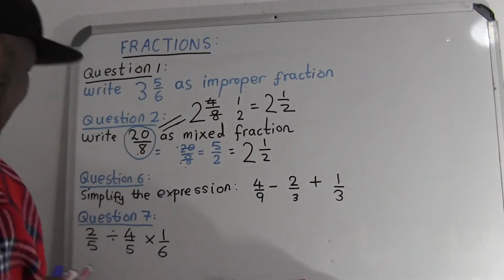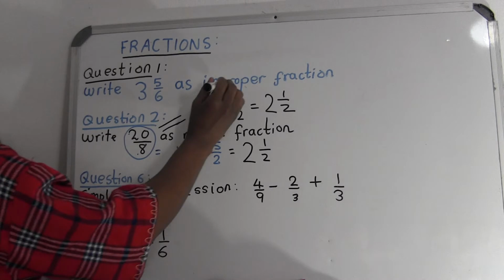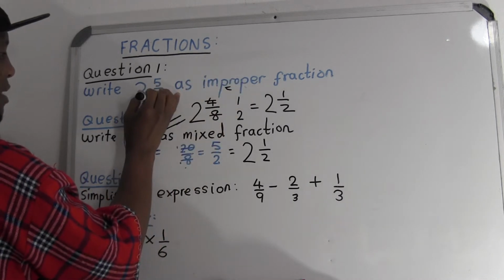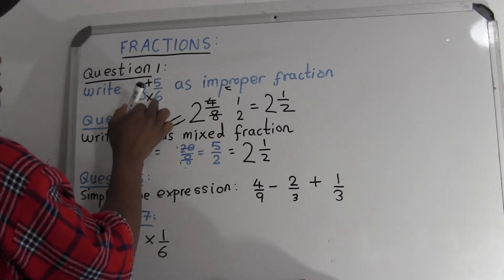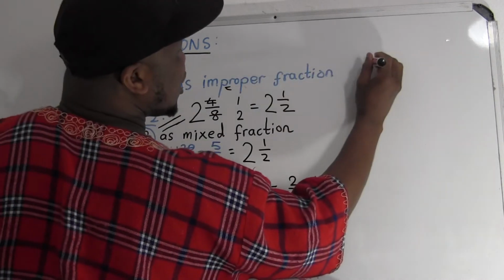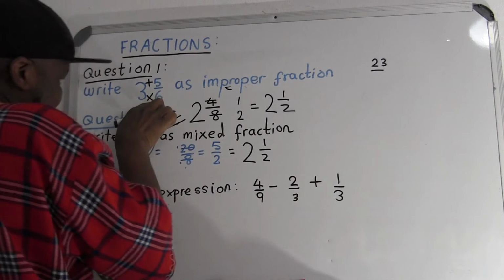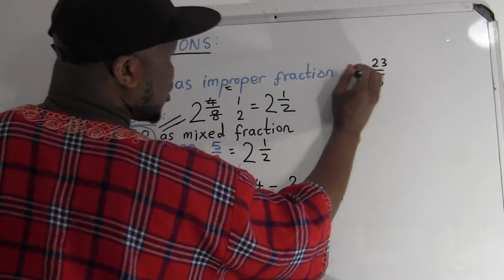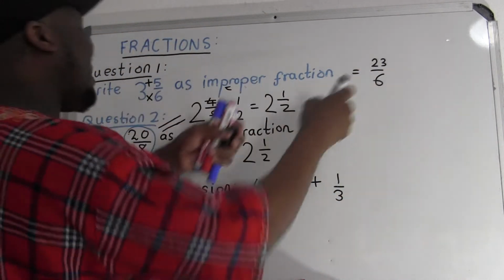Question number 1 is very good. So let's change it to an improper fraction. What I'm going to do is multiply here, and here I'm going to add. 6 times 3 is 18. 18 plus 5 equals 23. So 23 over this number here, which is 6. So from mixed to improper, that's what we do.